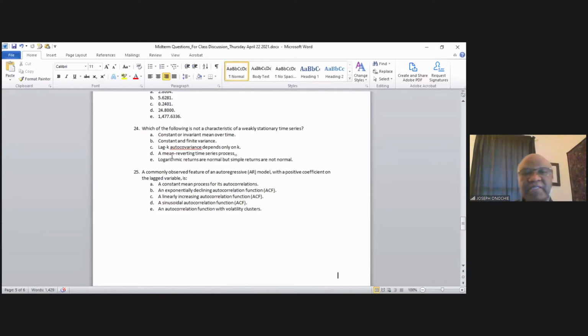Log returns and simple returns, there's nothing that tells us whether they'll be normal or not. Whether you download prices and convert them to log returns or to simple returns, you still have to use Jarque-Bera to test whether they are normal. Nothing tells us beforehand that they should be jointly normal or separately normal. Nothing. Okay, I hope that's clear.